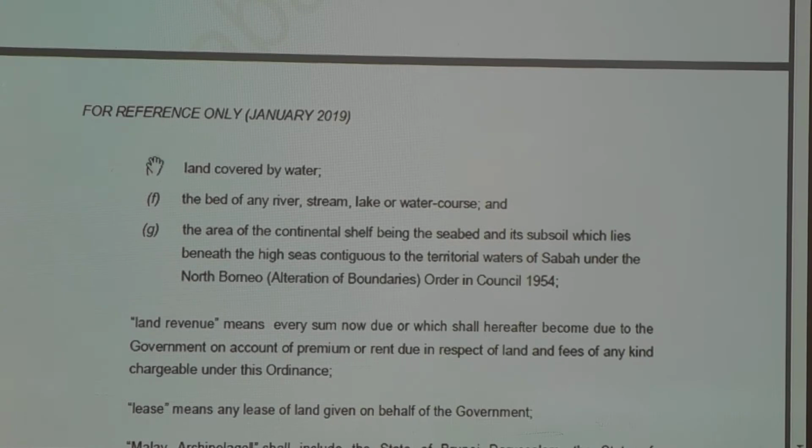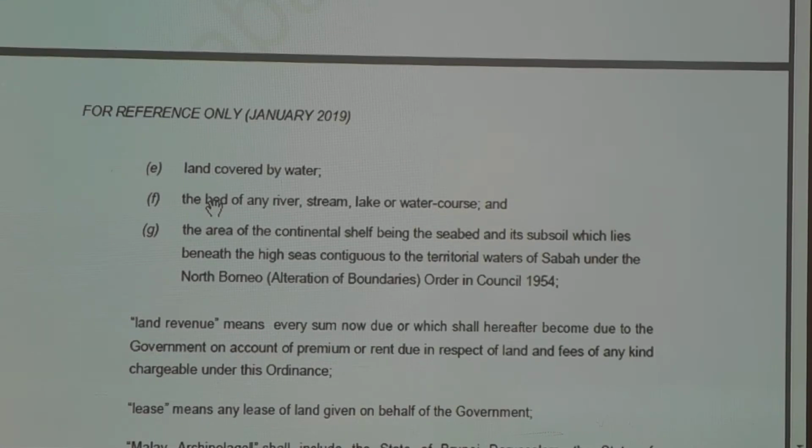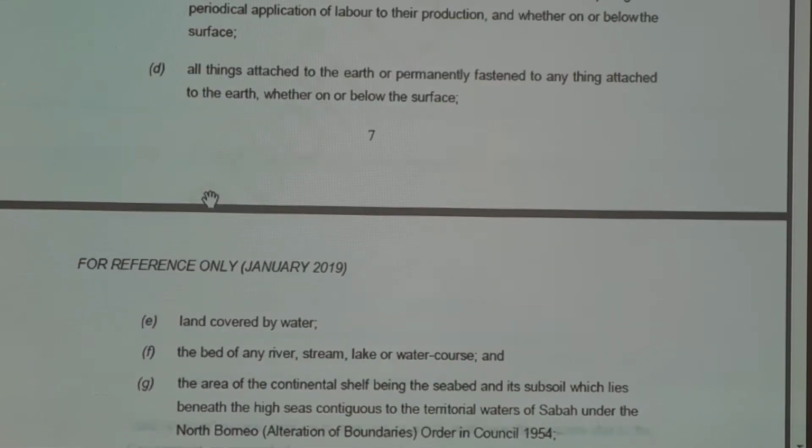Land includes land covered by water, which means you have those in your respective towns. You may have a kampung air, and those houses in the kampung air may have documents of title. Any bed of any river, stream, lake, or watercourse, any area of the continental shelf, being the seabed and its subsoil which lies beneath the high seas contiguous to the territorial waters. This one you seldom come across at your desk when you're practicing, but the more important things are rivers and land covered with water.